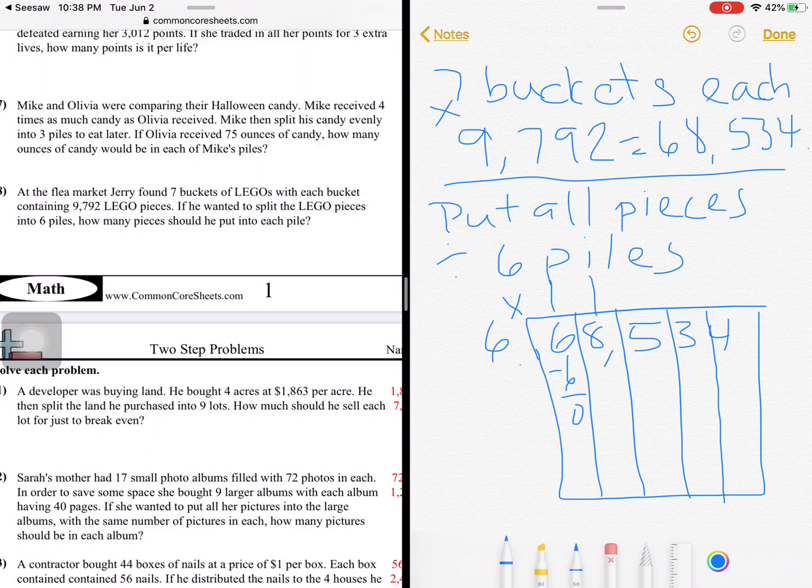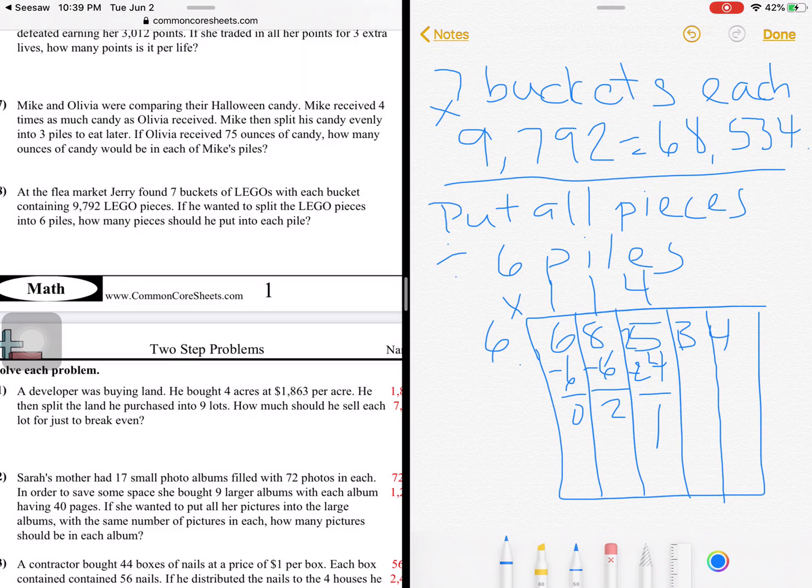6 times 1 is 6. So I have 8 minus 6, and that is 2. So I'm going to regroup my 2 over here. So now I have 25. 6 times blank equals 25. So I'm going to go 6, 12, 18, 24, 30 is too high. So go down to the 4. And 6 times 4 was 24. So I'm taking 24 away to share. And I have 1 left, which I'll regroup to my tens. And that's 13, not a B. Sorry about that.